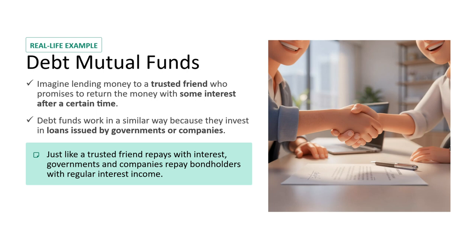Now we will see a real life example of debt mutual funds. Imagine lending money to a trusted friend who promises to return the money with some interest after a certain time. Debt funds work in a similar way because they invest in loans issued by governments or companies. Just like a trusted friend repays with interest, governments and companies repay bondholders with regular interest income.